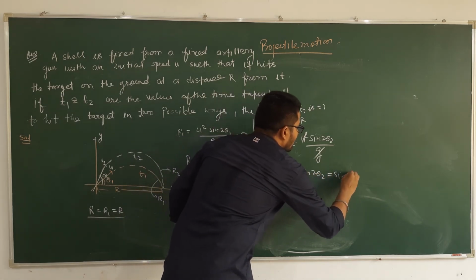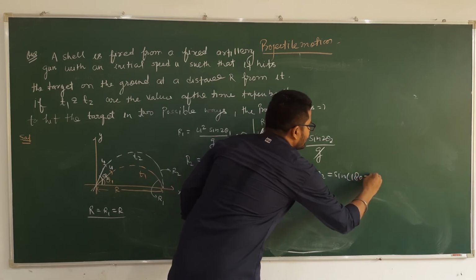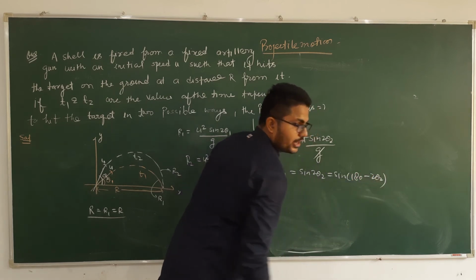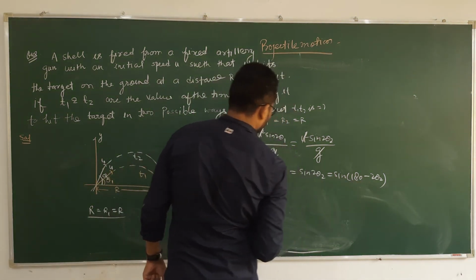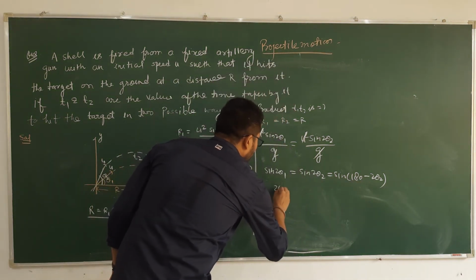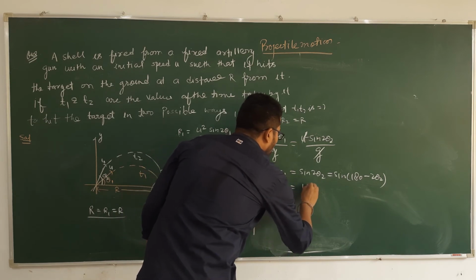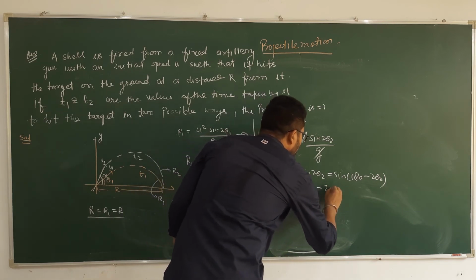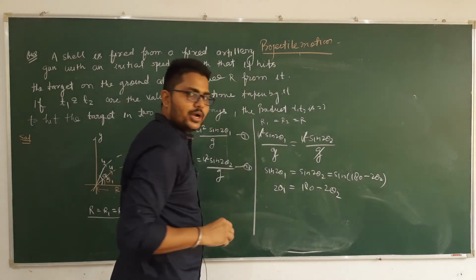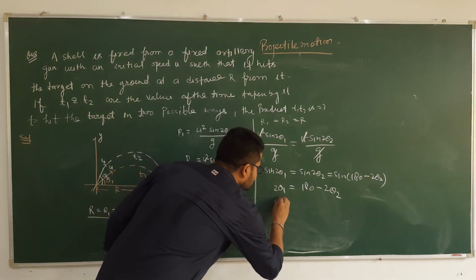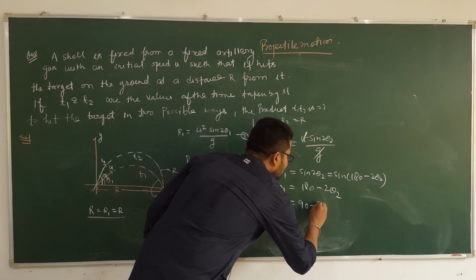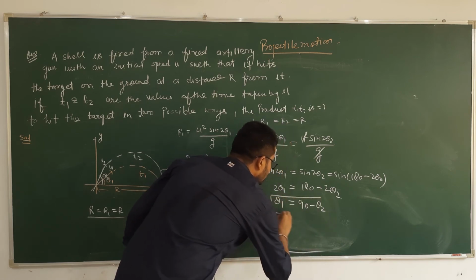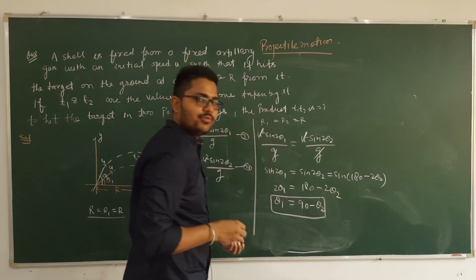So here we will write sine 2 theta 1 equal to sine 2 theta 2, written as sine of 180 minus 2 theta 2. So 2 theta 1 equal to 180 minus 2 theta 2. Okay, so theta 1 equal to 90 minus theta 2. This is the first relation we have found.